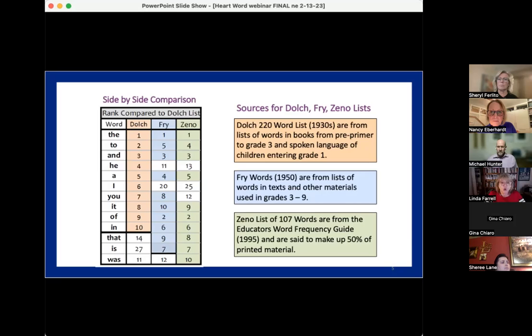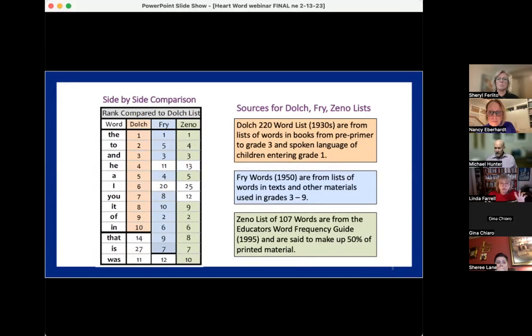Now, Zeno has 107 words, which is kind of a weird number, but there's this huge book called the Word Frequency Guide. It's 1,500 pages or so. It's well over 1,000. It was put together in 1995, and it used about 6,000 texts.